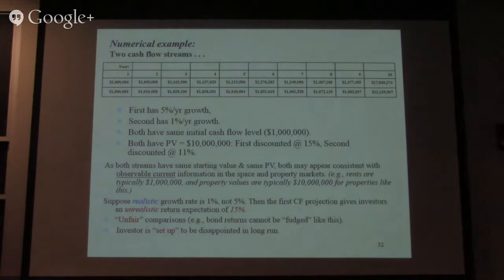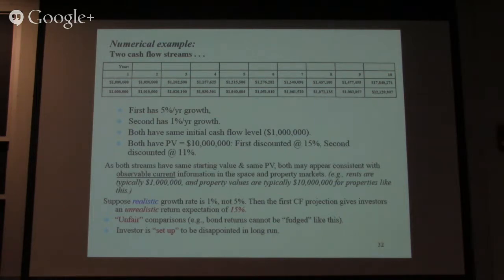Remember this example here, where we said that there's a property that's got $1 million of net cash flow in the first year. You can easily observe that. And the property's worth $10 million in the asset market. We can kind of observe that. But there's two different ways I could package this or present it. I can project it as the cash flows are going to grow at 5% per year, or I can project it as the cash flows are going to grow at 1% per year, and then sell it at the same multiple as we buy it at.